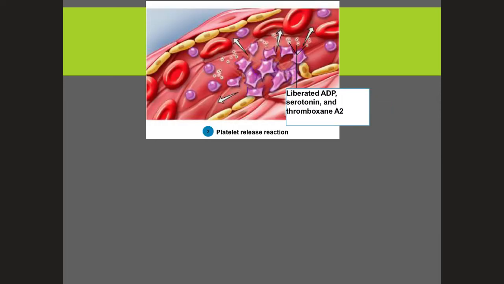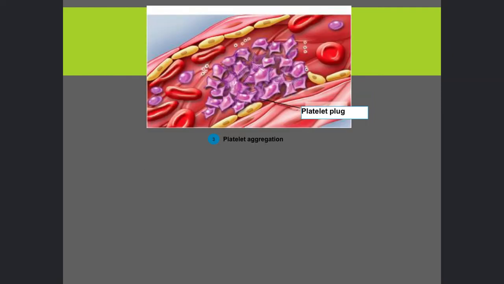The second step of platelet plug formation includes the platelet release reaction. Once the platelets start to stick to the area of injury, these sticky platelets become activated. They begin extending many projections, and they liberate the contents of their vesicles. These contents include ADP, serotonin, and thromboxane A2. As the platelets release their contents, these contents make other platelets sticky and cause the platelets to gather together.